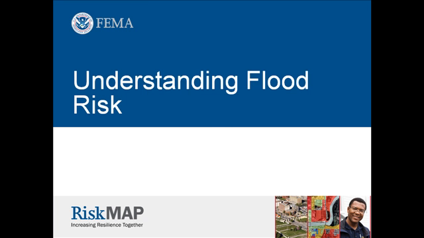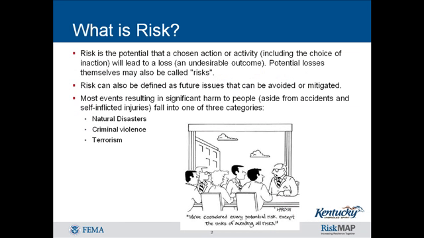The purpose of this module is to explain what risk is and how flood risks specific to the state of Kentucky can potentially affect its residents. Risk is the potential that a chosen action or activity, including the choice of inaction, will lead to a loss or an undesirable outcome. The notion implies that a choice having an influence on the outcome exists, or existed.